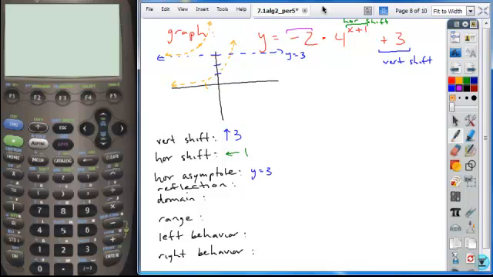When we look, this number is negative, so we do have reflection, and the reflection is across that asymptote. So it's vertical reflection. So our graph isn't going to be up here, it's going to be reflected, and it's going to come down. Okay, and so here's what our graph would look like in purple. So this is y = -2 · 4^(x+1) + 3.